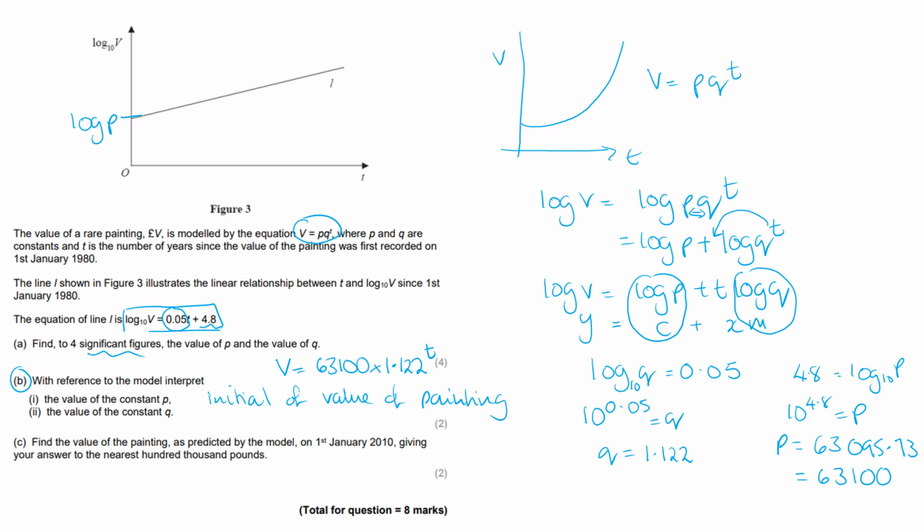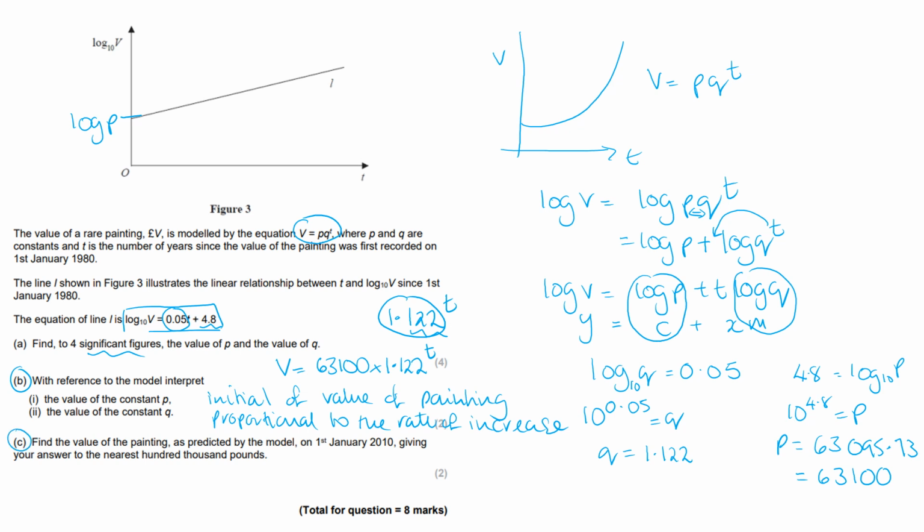Now our Q, if you think 1.122 to the T, as T increases, this is going to tell us that the percentage increase is going to be 12.2%. So multiplying something by 1 point, and then this bit here is the percentage increase. But we're asked for the whole value here, so the constant Q, the 1.122, is proportional to the rate of increase in value of the painting.